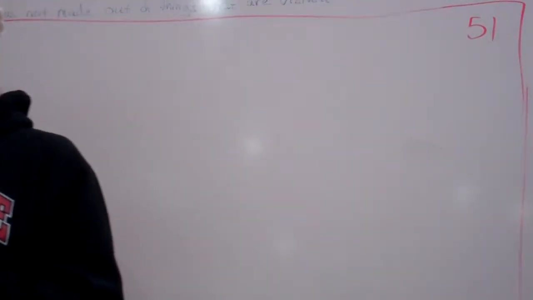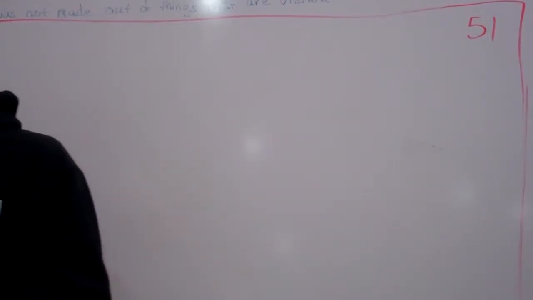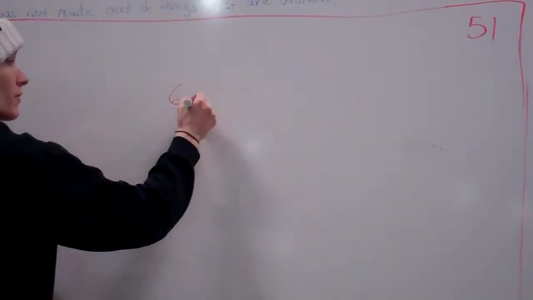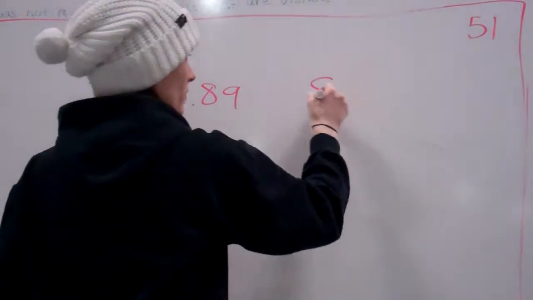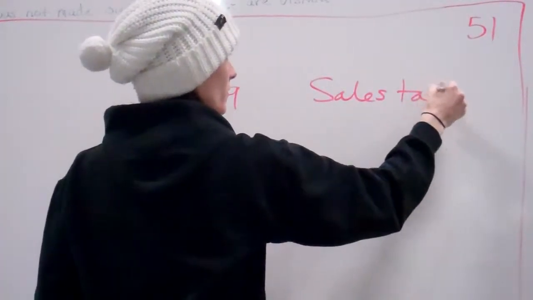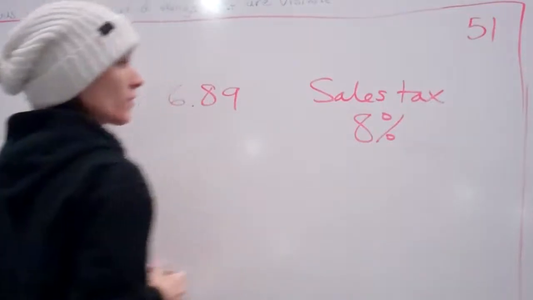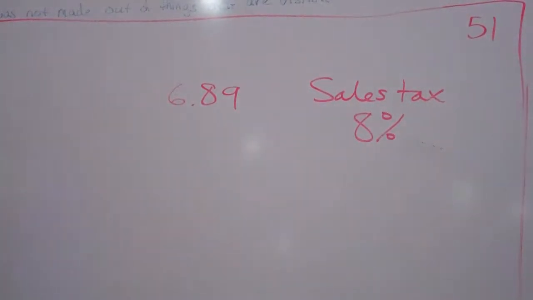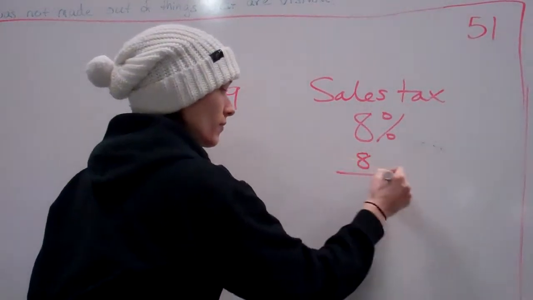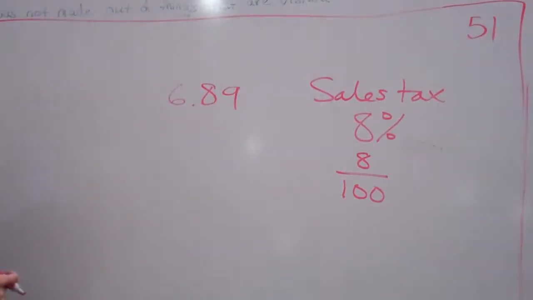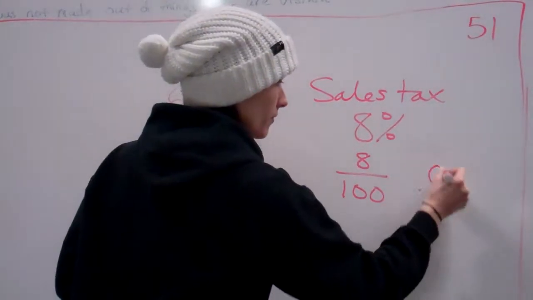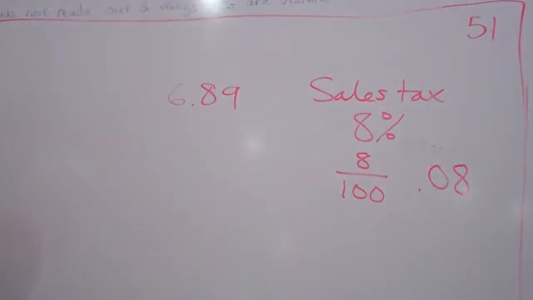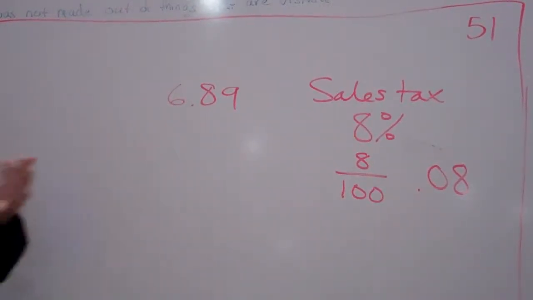Dan wanted to buy a tape for $6.89. The sales tax rate was 8%. Dan calculated the sales tax. He knew that 8% equaled the fraction 8/100ths and the decimal 0.08. To figure the amount of tax, he multiplied the price $6.89 by the sales tax rate, 0.08.